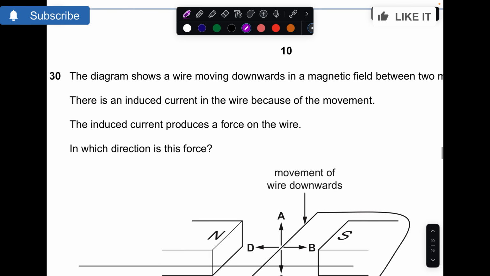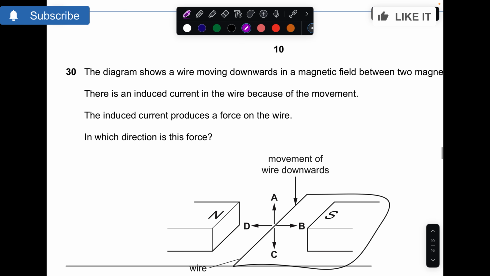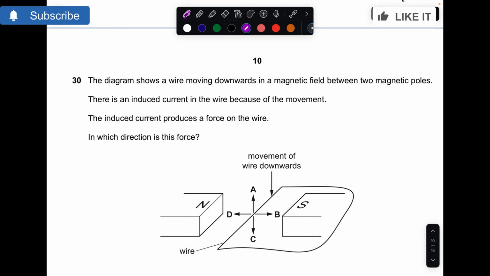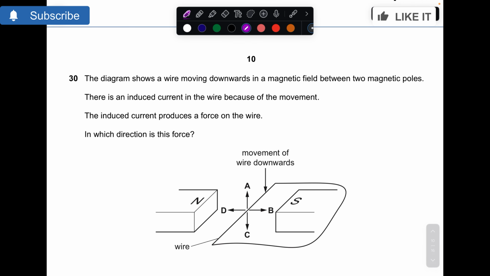In question 30, the diagram shows a wire moving downward in a magnetic field between the two magnetic poles. There is an induced current. So whenever there is an induced current, it is the generator effect. Okay, in the wire, because of the movement, the induced current produces a force on the wire.